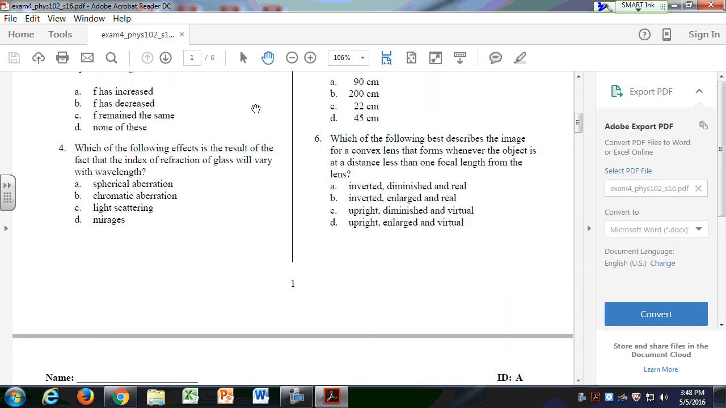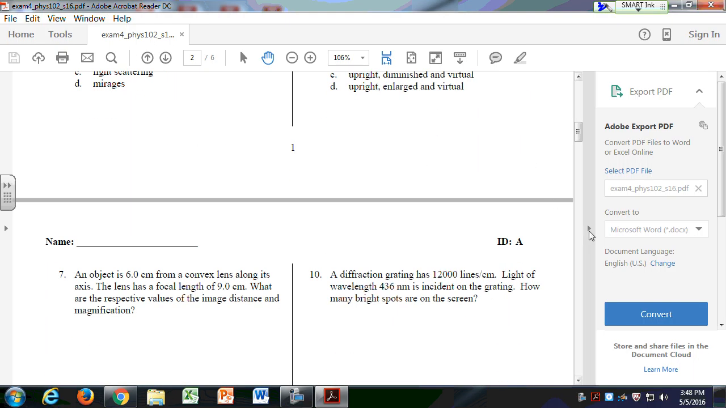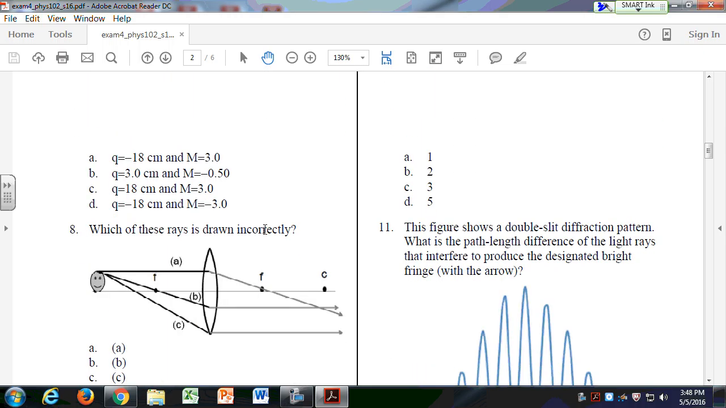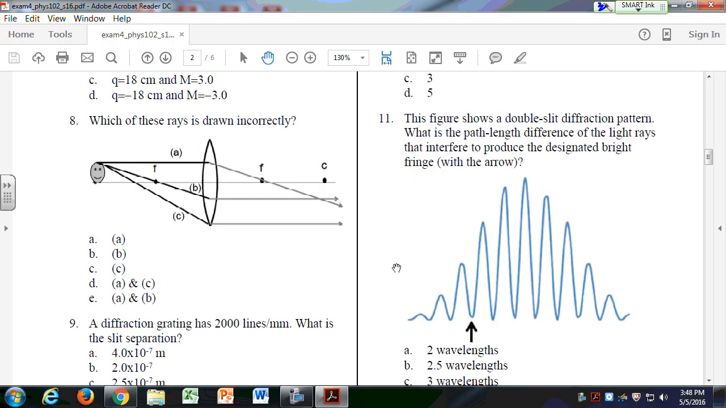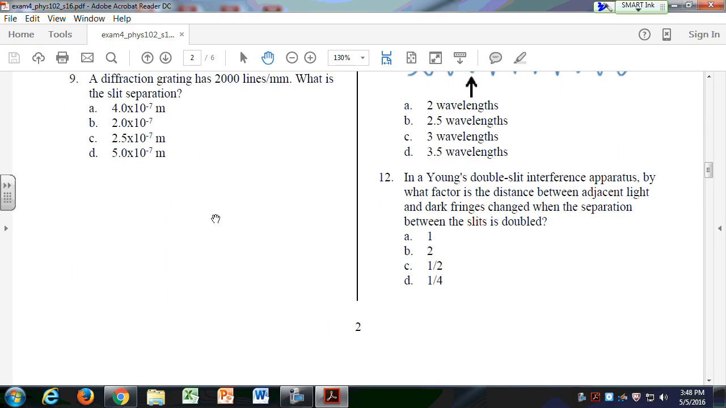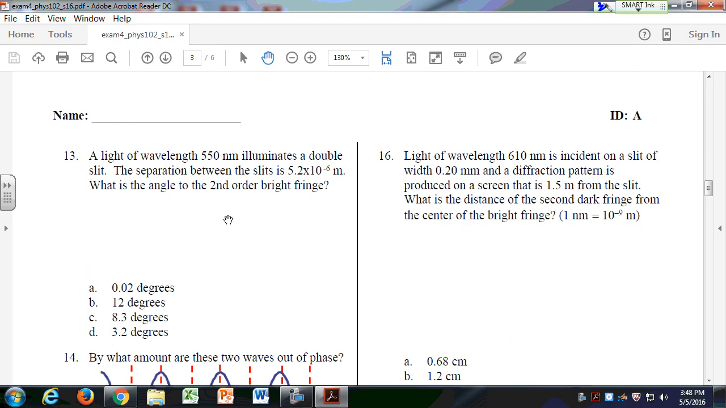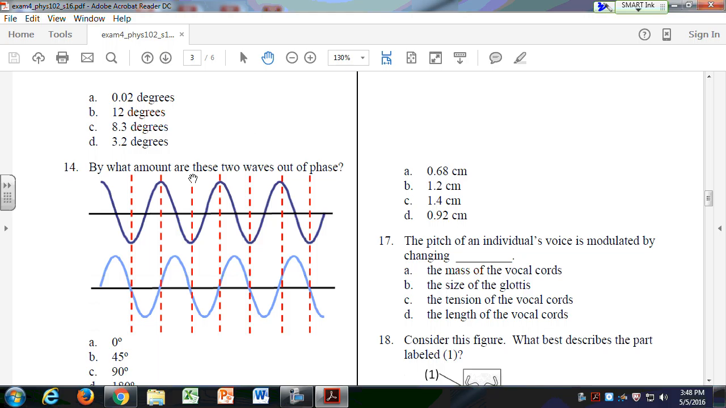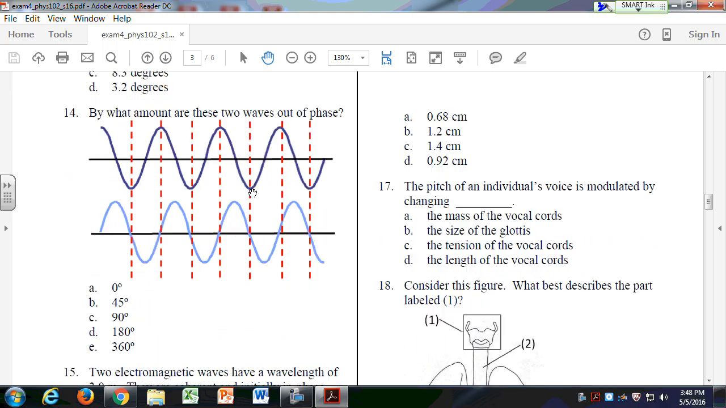Basic stuff about identifying the type of image that's formed. Diffraction gratings. Knowing what's the path length difference for various things. Your ray diagrams. Young's double slit, both calculations and just if you change something, what happens. Interference of waves. Know how much they're in phase or out of phase by angle.